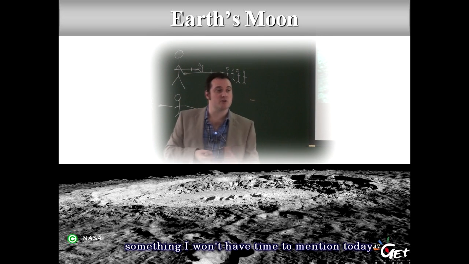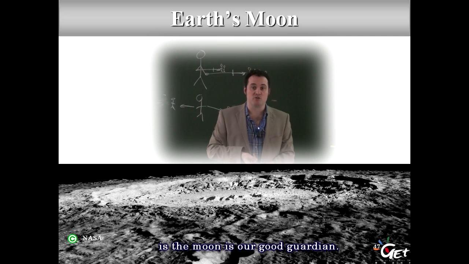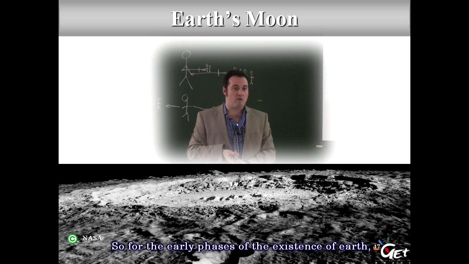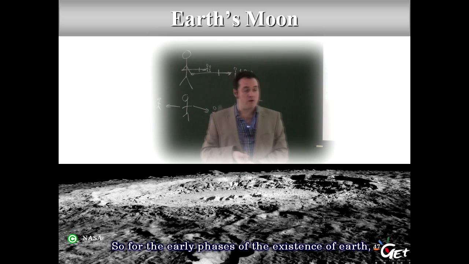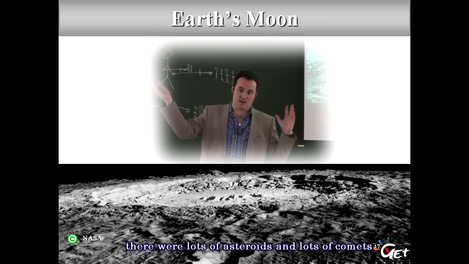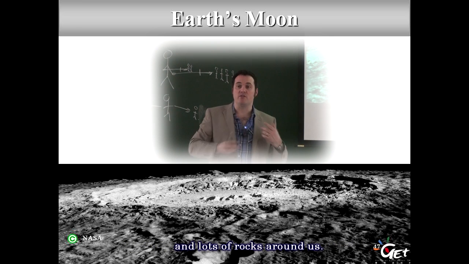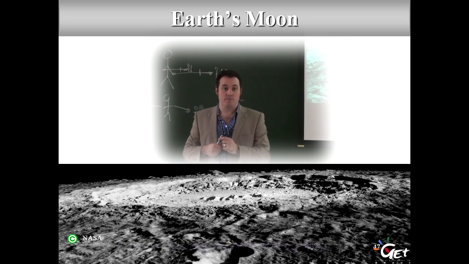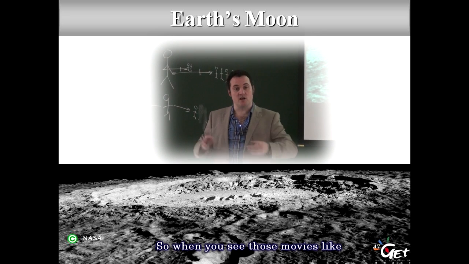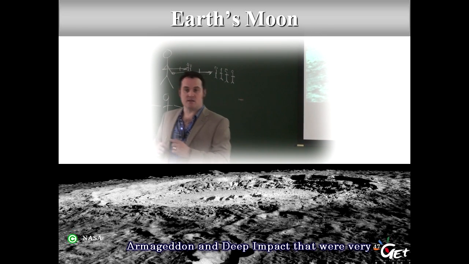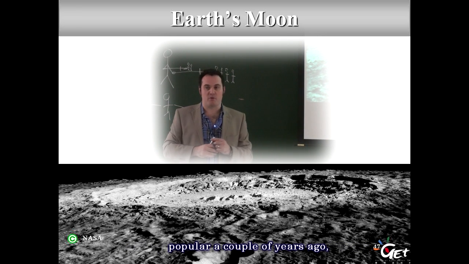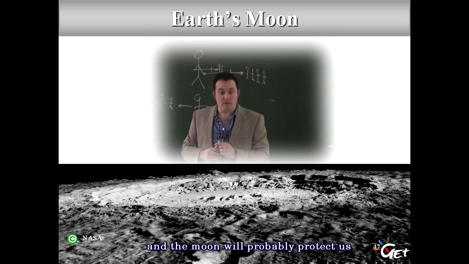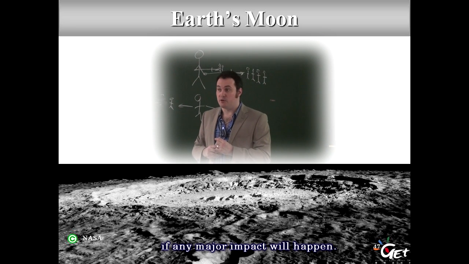Secondly, something I won't have time to mention today, but we will mention again: the Moon is our good guardian. Because it's so big, it's acting like a shield. In the early phases of the existence of Earth, there were lots of asteroids, lots of comets, and lots of rocks around us. And the Moon was acting like a shield, protecting us from impacts, and probably will act again. When you see those movies like Armageddon or Deep Impact that were very popular a couple of years ago, they always forget to mention the fact that the Moon is there. And the Moon will probably protect us if any major impact happens.